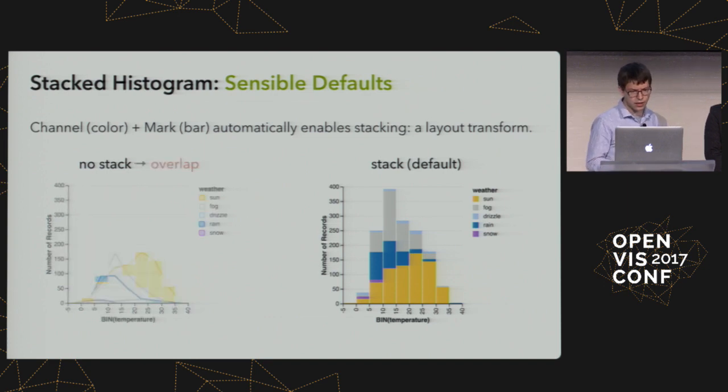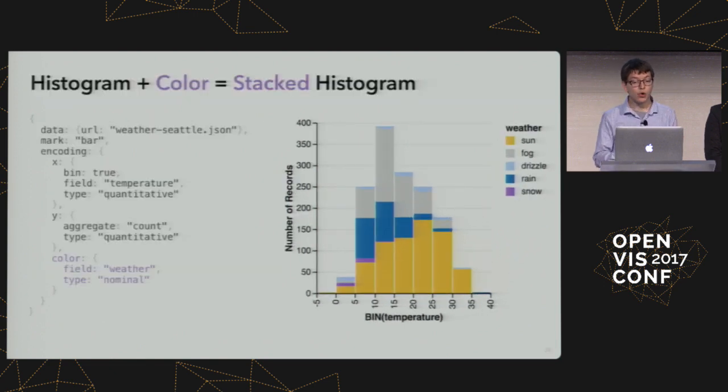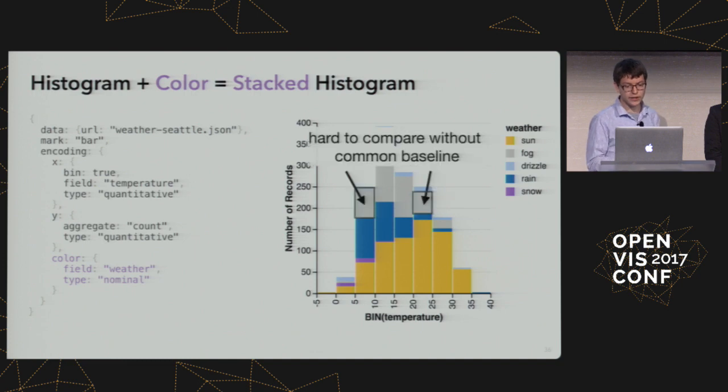To show you this overlap on the left side, I can overlay the bar chart with the line chart. And you can notice that the bar for snow was completely hidden behind the other bars. The stacked histogram more accurately shows the data than a naive version would. However, it may still be hard to compare bars for particular weather. For instance, it is hard to see how these two gray bars for fog compare, because they do not share a common baseline.